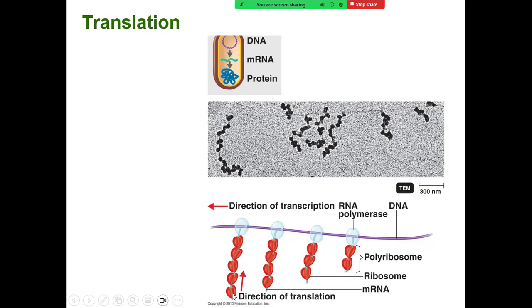Let me think about this. It's going to start here and then move that way. So this was the first one that was added, and so it'll be making the proteins. My point is that in prokaryotes, you can have protein translation occurring before transcription is finished.